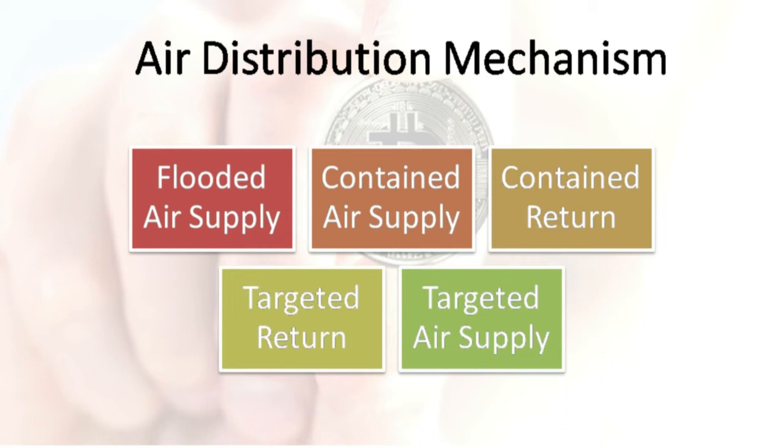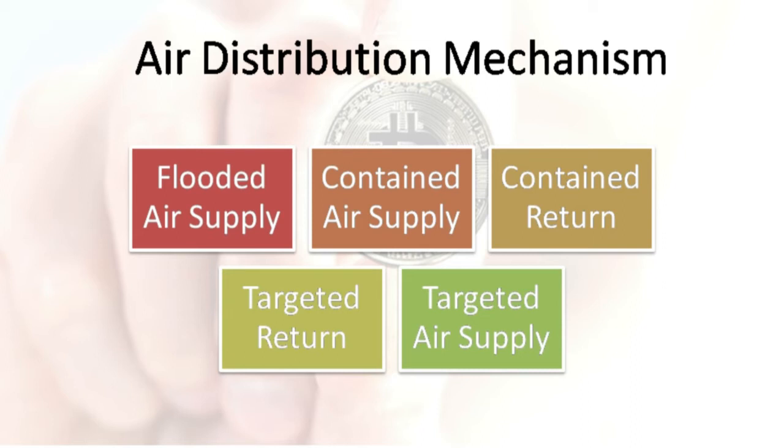There are 5 most common mechanisms for air distribution, and they are the flooded air supply, contained air supply, contained return, targeted return, and a targeted air supply. Let us start with the flooded air supply. A flooded air supply system is basically one where the flow of hot and cold air inside the facility is not controlled. There is considerable mixing of hot and cold air, leading to a cooling environment that is very inefficient.